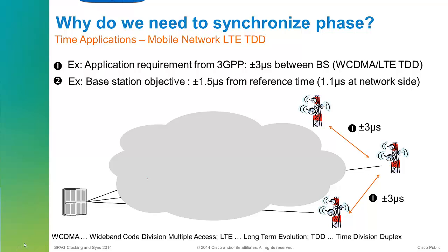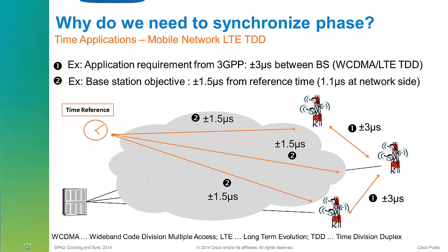So the way that this works is we have a time reference, and through the magic of being able to distribute phase synchronization, it gets pushed through the network, and you synchronize each base station to within 1.5 microseconds of the time reference. So there's a little bit of wiggle room allowed for error, so you get 1.5 microseconds plus or minus, and that means a maximum of 3 microseconds between any two base stations.